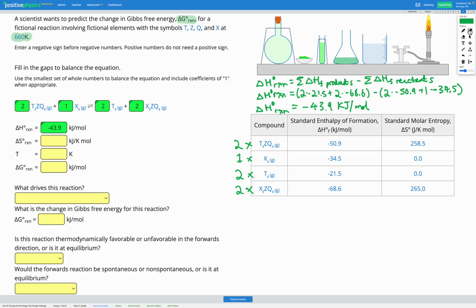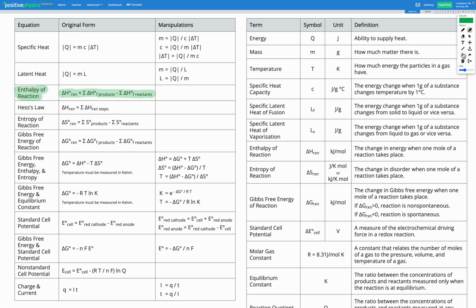Then we're going to do the same thing for our entropy. To find the entropy change of our reaction, delta S naught reaction is equal to the sum of S naught of the products minus the sum of S naught of the reactants.